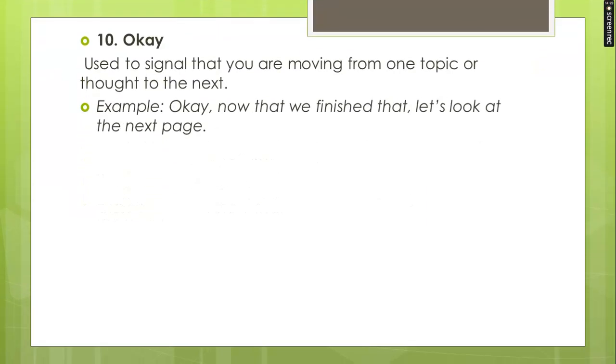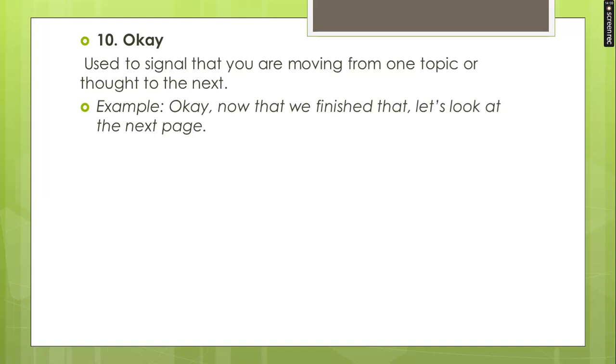Well, number 10, we have "okay." This is a filler. We use this to signal that you are moving from one topic, or from one thought, to the next one.